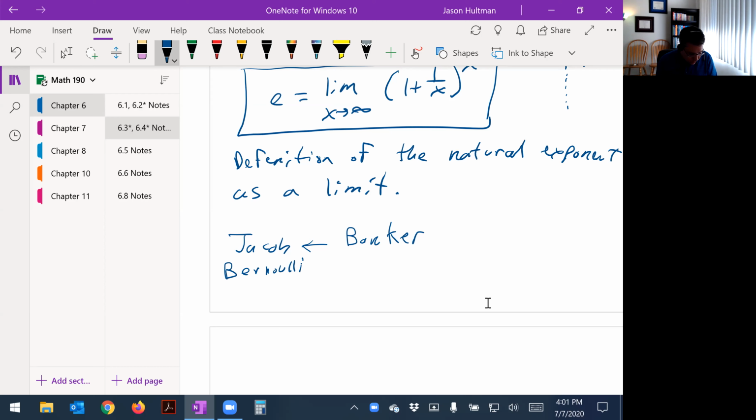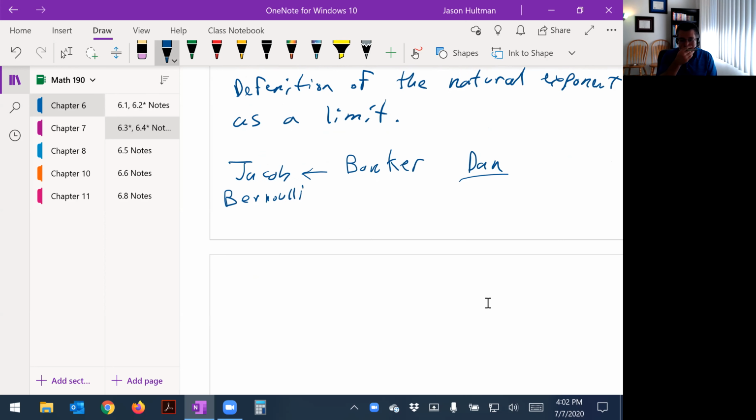Jacob Bernoulli was a banker, but he had a lot of famous mathematician brothers. His brother moved to Switzerland, and he was a Swiss mathematician, Daniel Bernoulli. In the late 1600s, early 1700s, Jacob says, Dan, I'm having this issue. What's your deal? I really want to make a lot of money. And Dan says, well, I'm a mathematician. I'll help you make a lot of money.